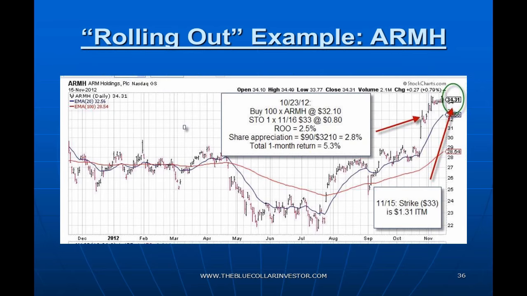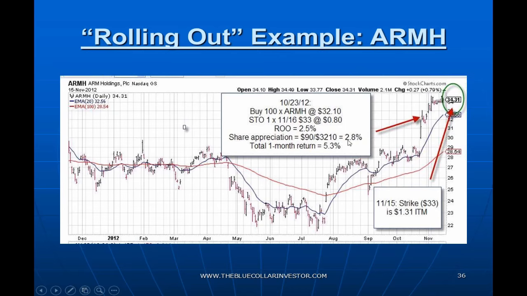I made $80 on the option sale and another $90 on share appreciation from 32.10 up to the 33 strike. I can't count it up to 34.31 because I'm obligated to sell at 33. So I made another 2.8% on share appreciation. My total 1-month return was 5.3%.